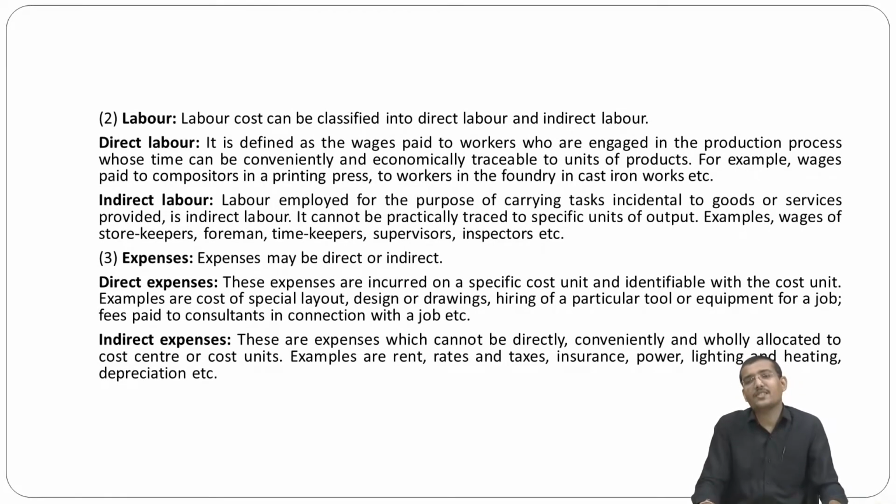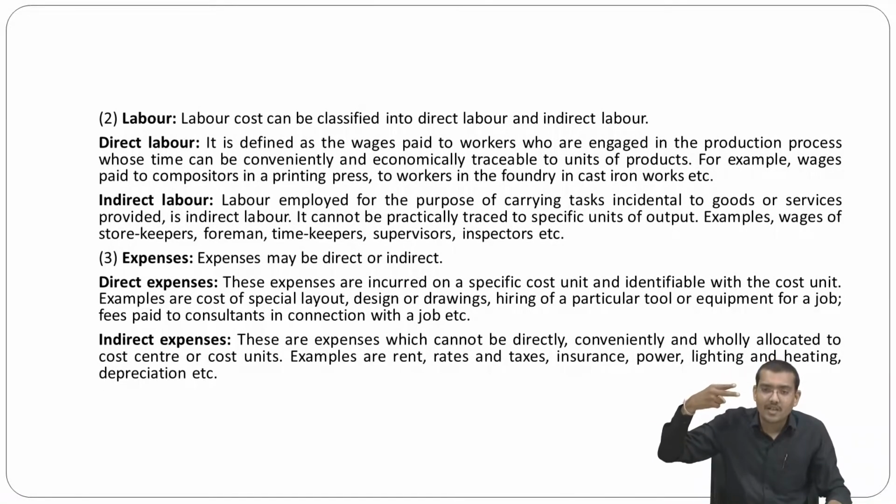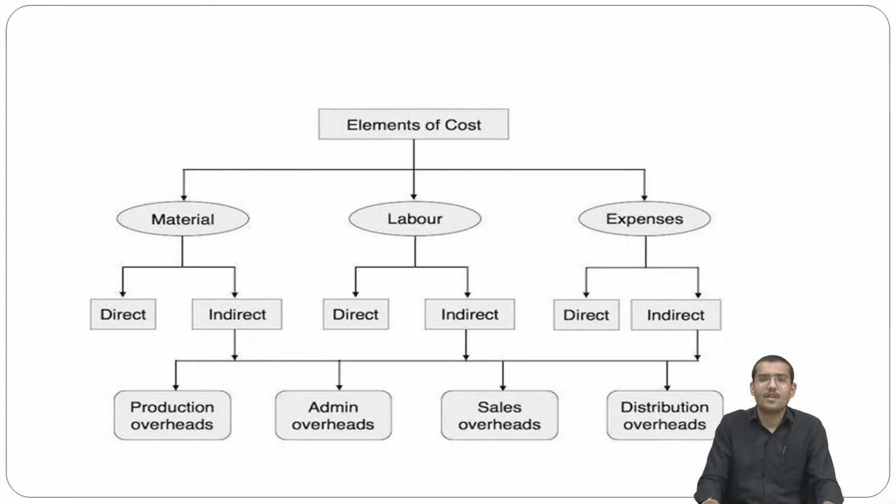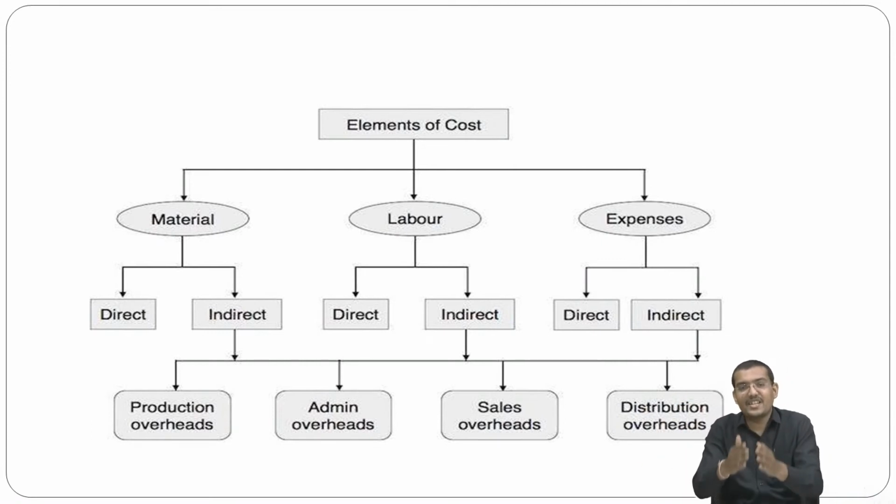So my dear friends, by the nature or elements, we define the material, labor and expenses. In that, direct and indirect material, in labor direct labor and indirect labor, in expense there is a direct expense and indirect expense. For that, this chart is available for you: the element of cost, first is material, labor and expenses. In this, direct, indirect, direct, indirect, direct, indirect is there.